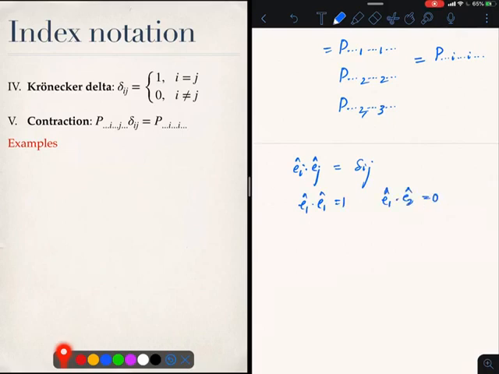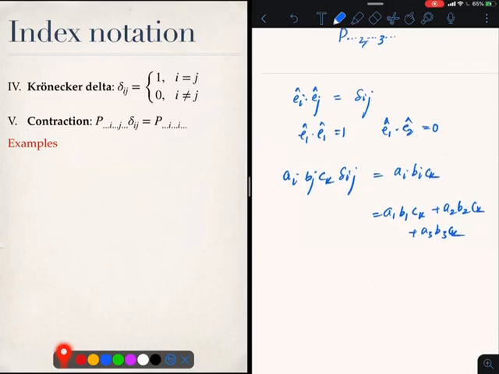Okay, what about the contraction? Well, here is an example: a_i b_j c_k delta_ij. Well, ij, so this must be a_i b_i c_k. Okay, and what is a_i b_i c_k? It is a1 b1 c_k plus a2 b2 c_k plus a3 b3 c_k. Okay, so that's the Kronecker delta and the contraction operation.